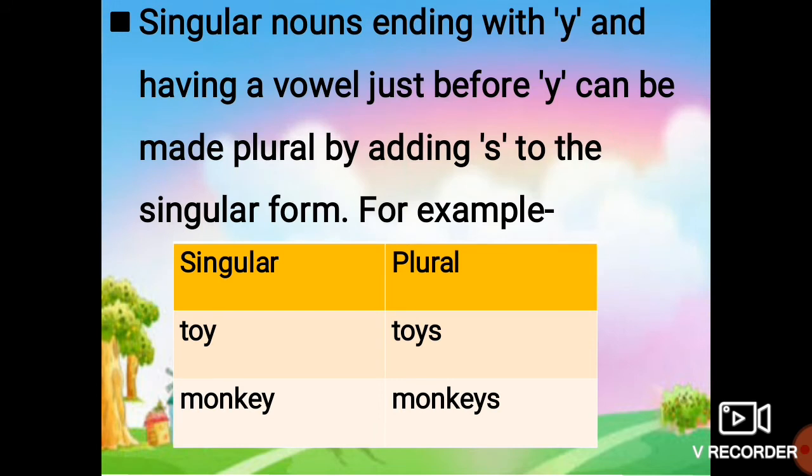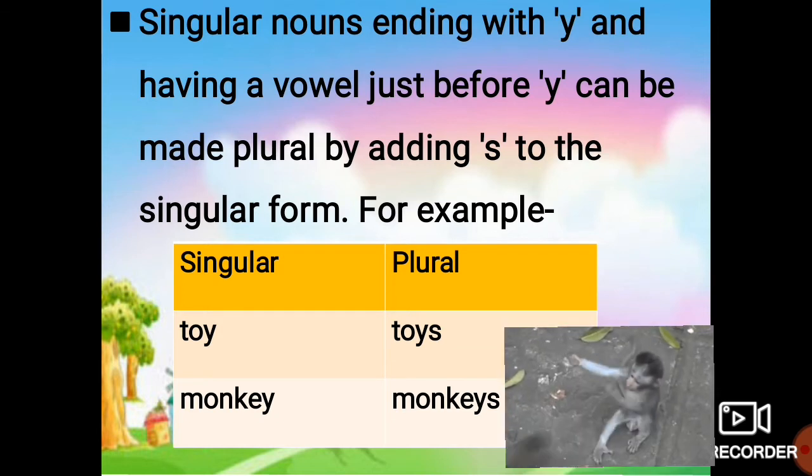Next, singular nouns ending with y and having a vowel just before y can be made plural by adding s to the singular form. It means that the singular nouns which end with the letter y and just before y is a vowel, then such singular nouns can be made plural by adding s to the given singular nouns. For example, toy becomes toys, monkey becomes monkeys.